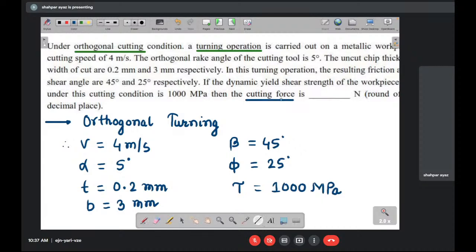In metal cutting, you may have studied how to find out the cutting force. It's quite a simple problem. Everything is given, and this simple problem is asked for 2 marks. There is no use of the given cutting velocity, since cutting velocity is required only if you want to calculate the cutting power. In this problem, cutting force is asked. So let's do this.